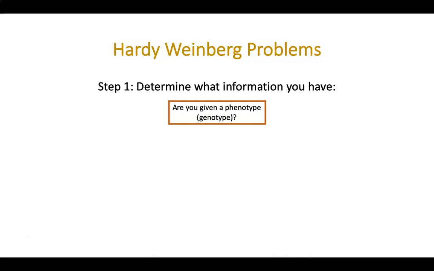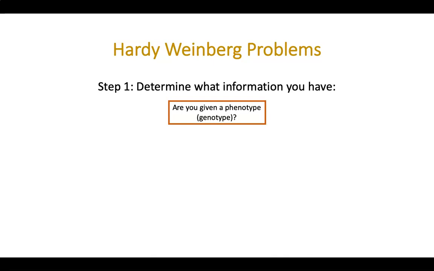Let's say instead that you're given a phenotype. Now if you think about the original Hardy-Weinberg equation, p squared plus 2pq plus q squared equals 1, each of those parts of the equation refers to a genotype frequency. P squared is equal to the frequency of homozygous dominant individuals, 2pq is equal to the frequency of heterozygous individuals, and q squared is equal to the frequency of homozygous recessive individuals.